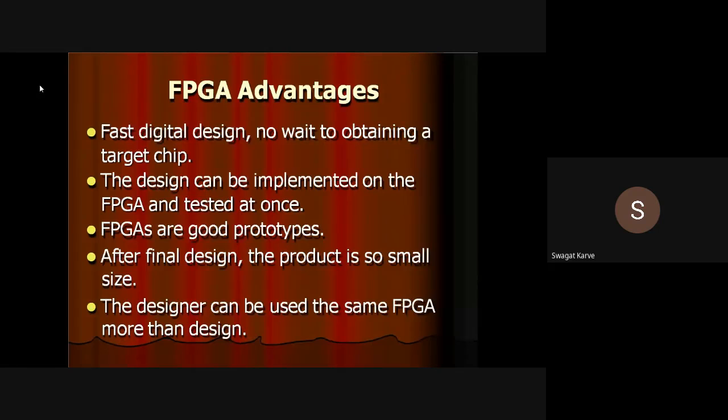And the designer can use the same FPGA for more than one design, right? The space required to implement a design on an FPGA is very small, because it is an array of small gates that are connected with each other. The internal structure is arranged in such a way that the space required to implement any complex design is very small compared to other hardware available. So these are some of the important advantages of FPGAs.